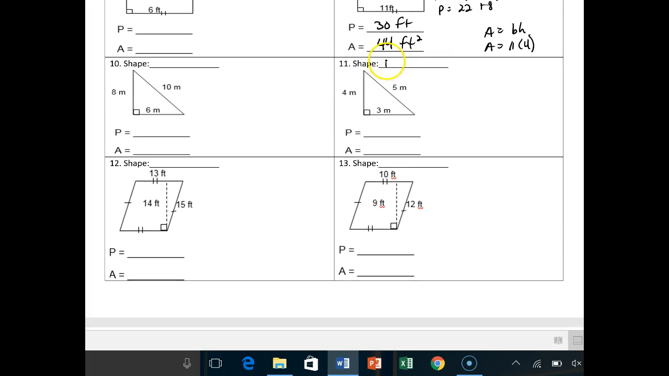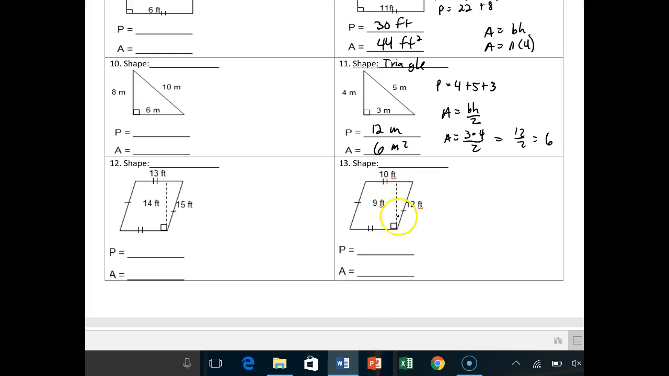So number 11, the shape is a triangle. The perimeter is easy. It's just 4 plus 5 plus 3, which gives you 12 meters. And then the area is base times height divided by 2. So area in this case is equal to the base, bottom number, 3 times the height, standing up straight from a right angle, 4, not 5, because 5 is not diagonal, divided by 2. Or 12 divided by 2, which is 6. So 6 meters squared.